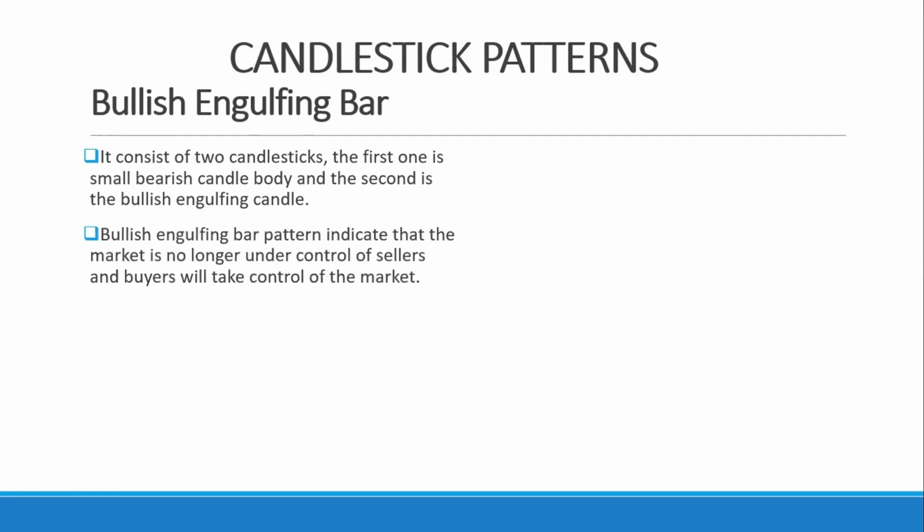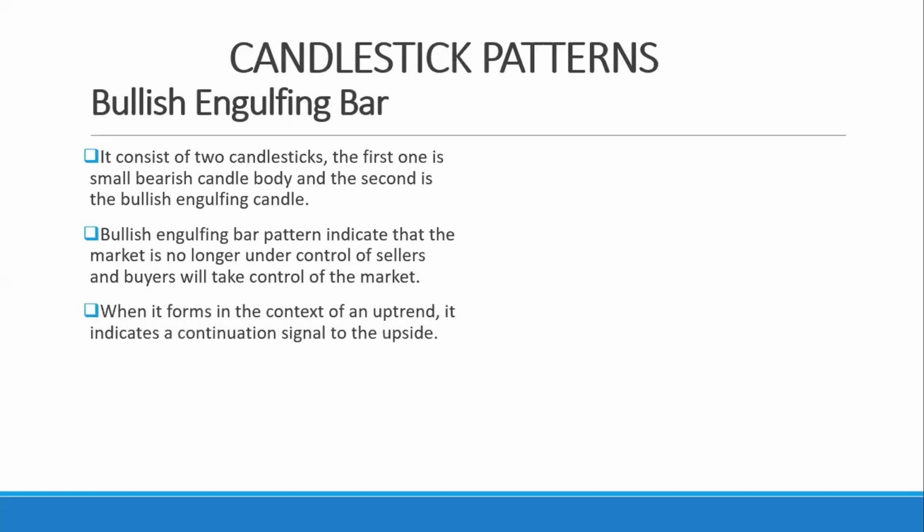Now, the bullish engulfing bar pattern indicates that the market is no longer under control of sellers, and buyers will take control of the market. It does not necessarily mean that buyers have taken control, but it's telling you that buyers will or may take control of the market when it forms in the context of an uptrend. Bullish market, meaning the market is moving to the upside. So when it forms in the context of an uptrend, it indicates a continuation signal to the upside. So when you are looking at your chart and you see a bullish engulfing bar in an uptrend market, it's giving you more signal that the market may continue to the upside.